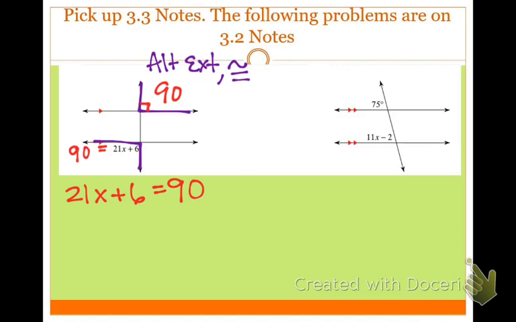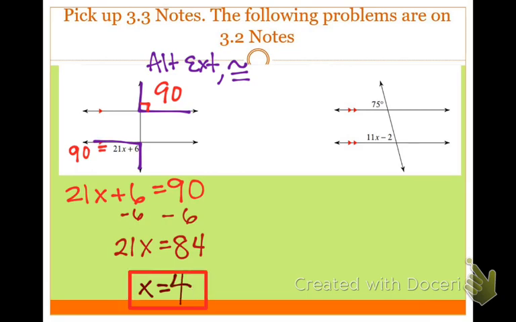So then from here we just do some algebra. What would I move next? The 6. So I'm going to subtract 6. 21x equals 84. Divide by 21 and x equals 4. Good. So that's the first.